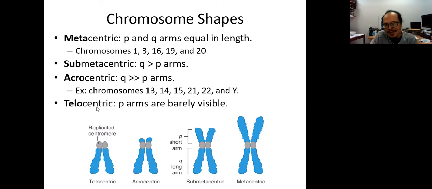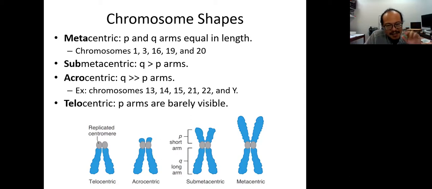So among all these 4 types, you may see a quiz question like which one is the metacentric chromosome, like P equal to Q or P much shorter than Q, etc. But among these 4 different types of chromosome, one type I want you to pay a little bit more attention to is the acrocentric chromosome, this one. P is much smaller than Q, like this one right here. Acrocentric chromosome.